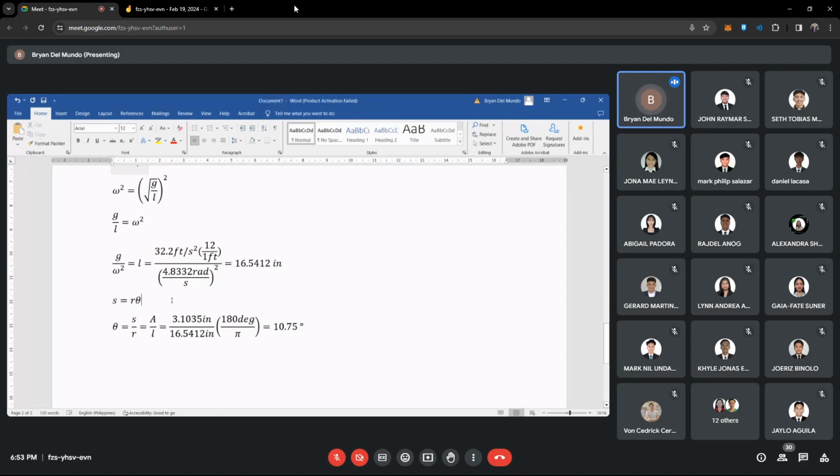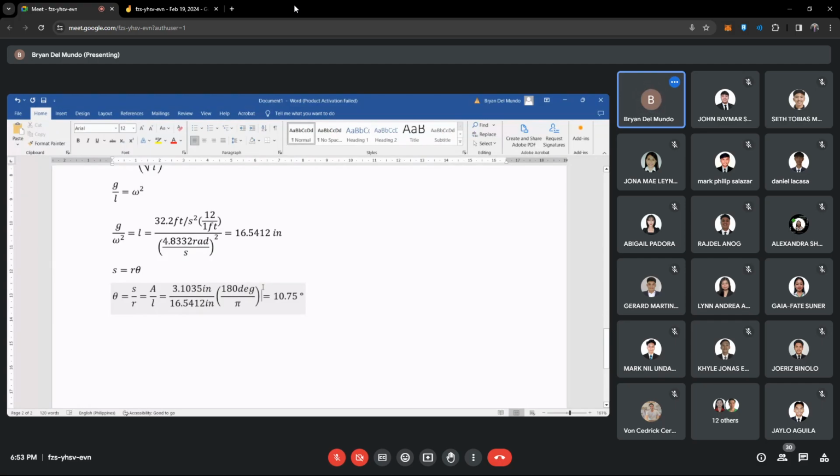So by the formula of S is equal to R theta, solve natin yung amplitude niya is 10.75 degrees. So sa inyong final answer para sa inyong exam, okay na yung 2 decimal places. So sa process, gawin nyo siyang 4 decimal.